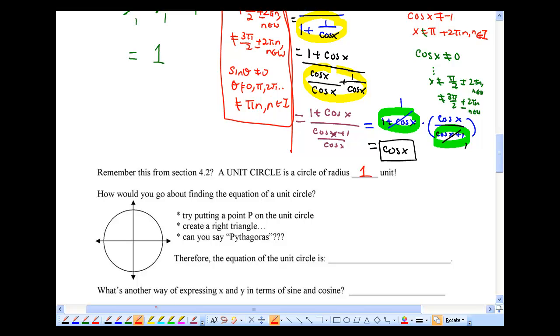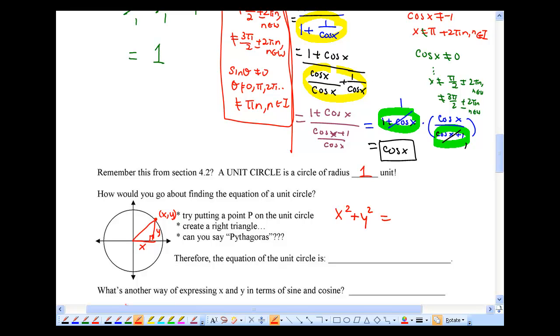Well, how would you go about finding the equation of this unit circle? Don't know if you remember us doing this. We had a point, called it x comma y. We drew a nice triangle, a right triangle perhaps. This is x, this is y. And then we said Pythagoras, oh yeah, x squared plus y squared.